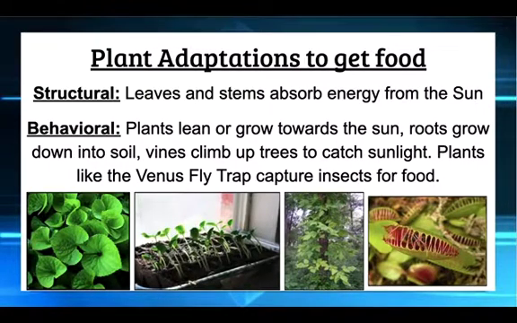One of the adaptations that plants use to get food is that leaves and stems absorb energy from the sun. The bigger the leaf, the more sun it's able to capture. Behavioral adaptations to get food are plants lean or grow towards the sun. The roots grow down into the soil. Vines climb up trees to catch sunlight, and plants like the Venus flytrap capture insects for food. So all of these things basically help that plant get more nutrients or get more energy from the sun, and they're basically fighting for that area to get that sunlight.